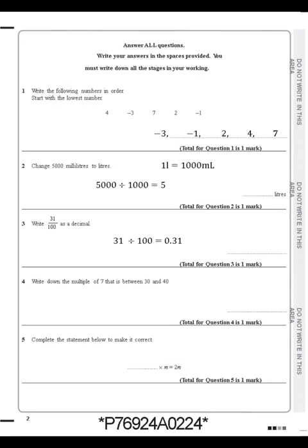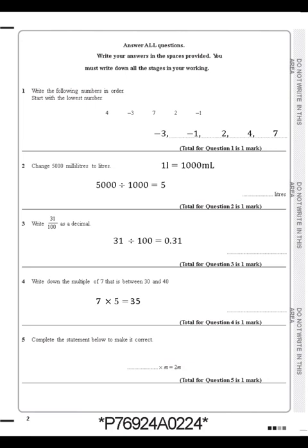Question 3. Write 31 out of 100 as a decimal. So, in your calculator, click on the fraction button, put 31 as the numerator, 100 as the denominator. Press equals, and also click the S-D button. When you click the S-D button, it gives you the decimal, which is 0.31.